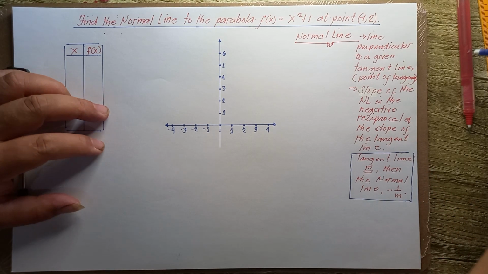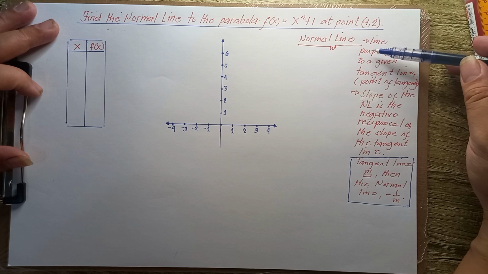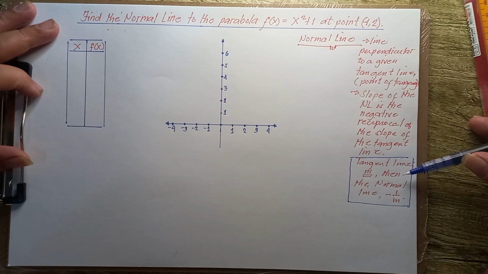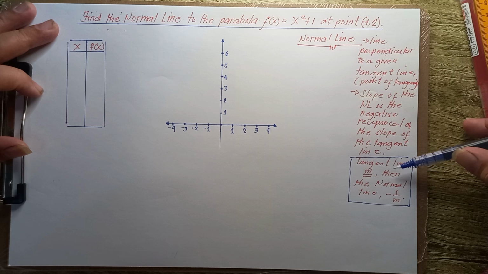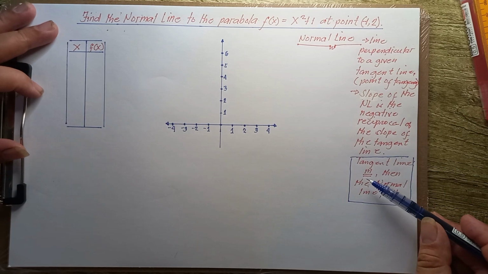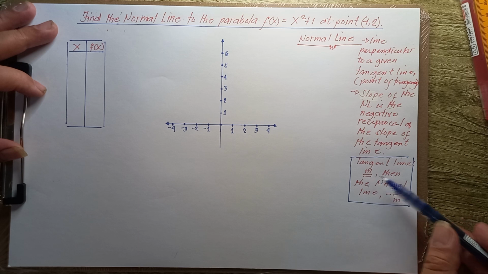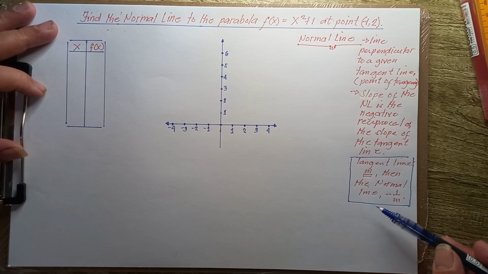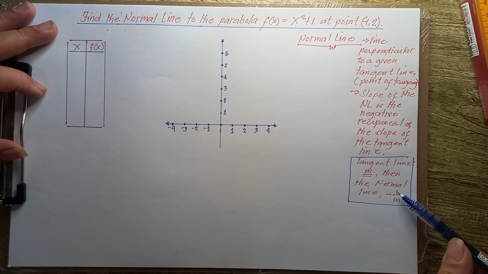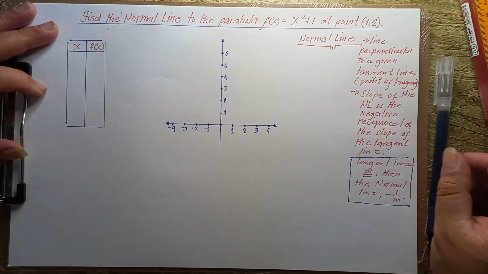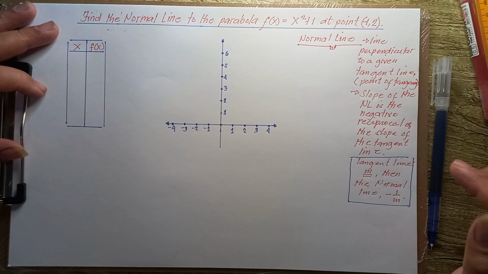So again, to get the slope of the normal line, we have to consider the slope of the tangent line. If the slope of the tangent line is represented by m, then the slope of the normal line will be the negative reciprocal of that m, which is negative 1 over m. So that is the slope of the normal line. When we plot these two lines, they will create perpendicular lines.